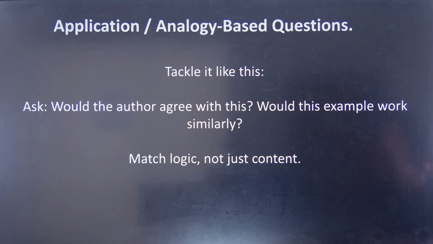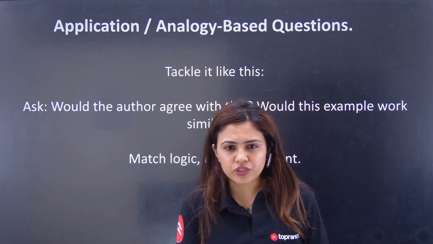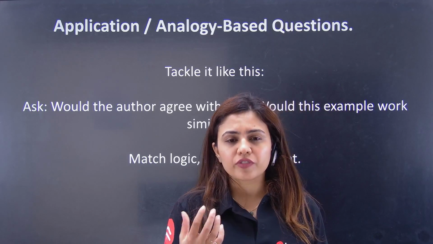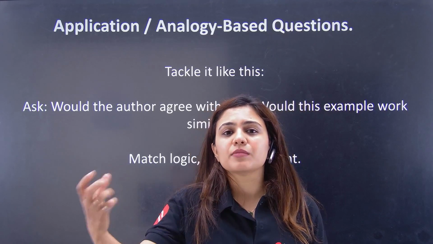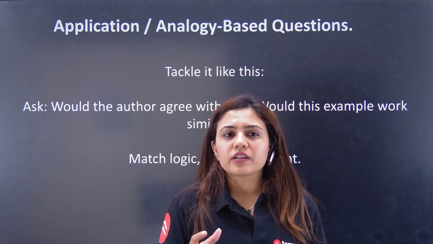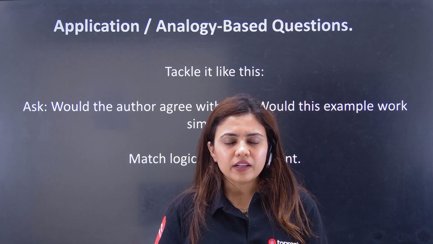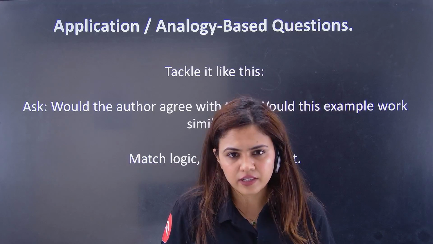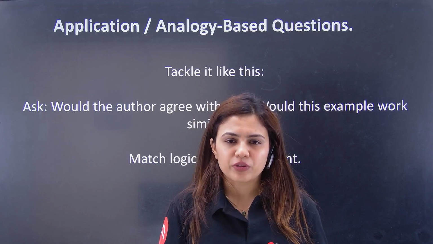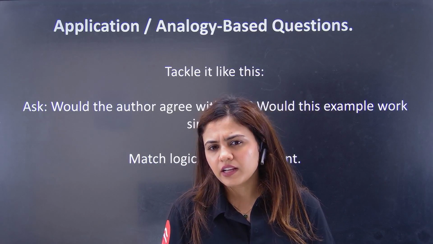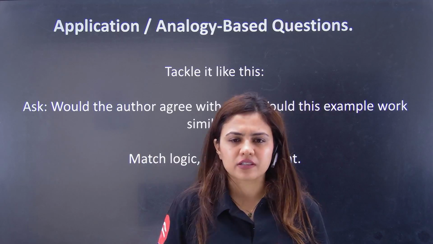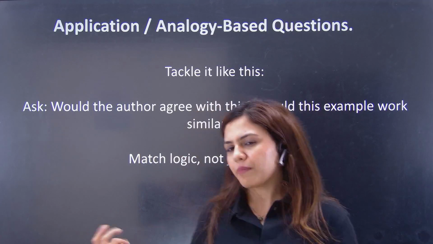Now, as you can see, सबसे पहले हमें क्या देखने को मिलता है? Would the author agree with this? Would this example work similarly? So if you are to provide the application of a particular argument, or if you are to provide an analogy that means a similar example, then you need to understand that the writer should agree with it. So writer's agreement is directly going to take you to the right answer. ठीक है, तो तुम अपने आप से क्वेश्चन पूछो कि क्या राइटर इस बात से अग्री करेगा, इन चारों ऑप्शंस में से किससे वो बेस्ट अग्री करेगा, और जो मिल गया वही आपका आंसर है.